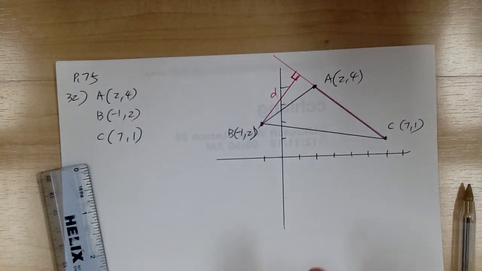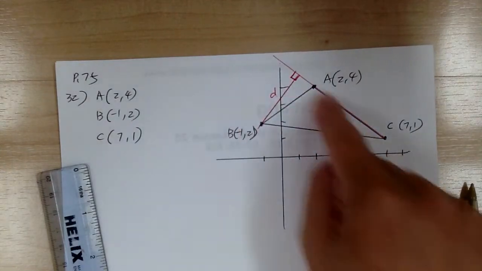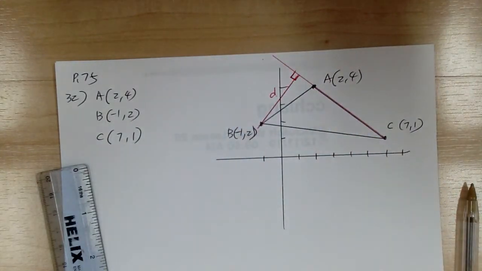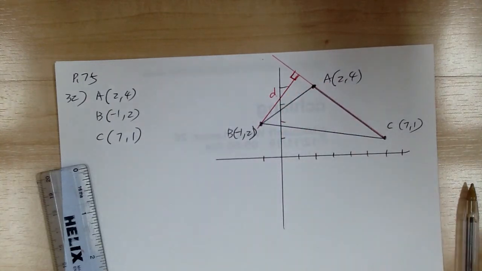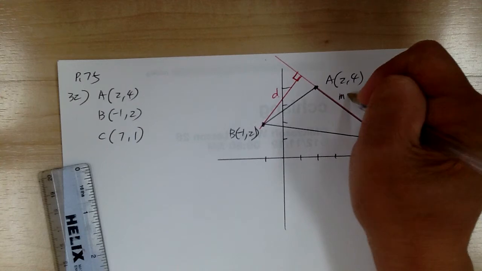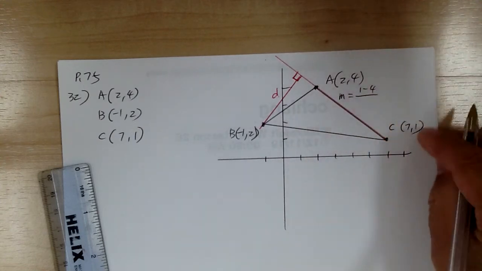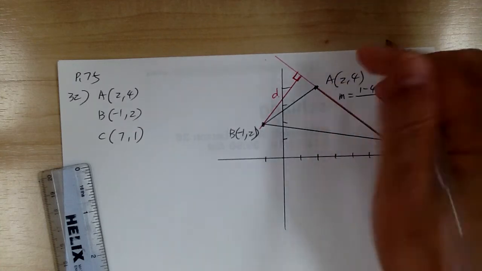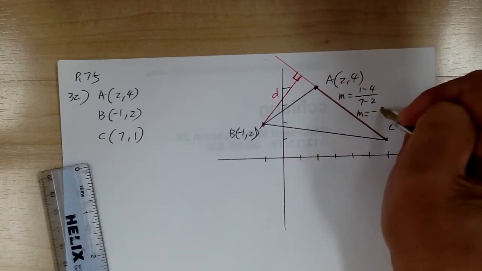Okay, so to find this distance, you first need to get this equation. To find this equation, you need a slope and you have the point, right? So over here, the slope is going to be equal to 1 minus 4, y2 minus y1 over x2 minus x1. So the slope equals negative 3 over 5.